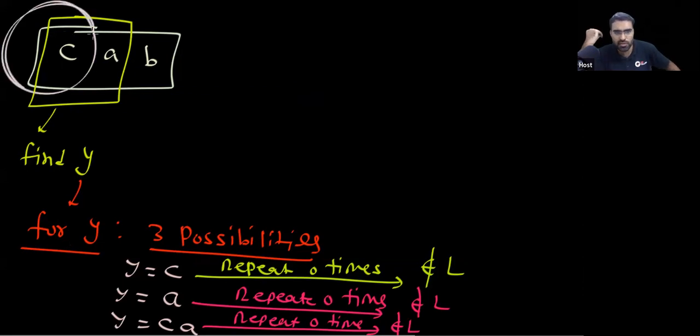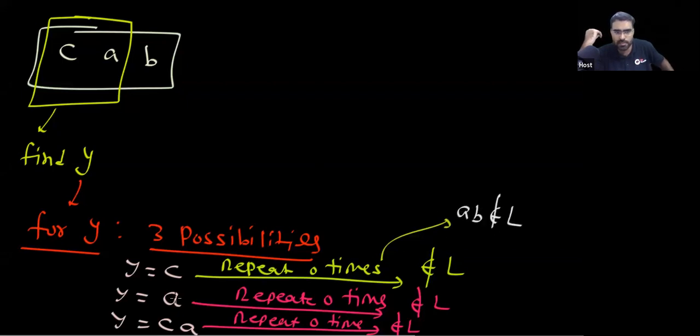See, if you take this equal to y and you repeat it 0 times, what will you get? I will get AB, and AB does not belong to L. Similarly, if I take this string A as y and repeat it 0 times, then I will get CB. CB also does not belong to L.